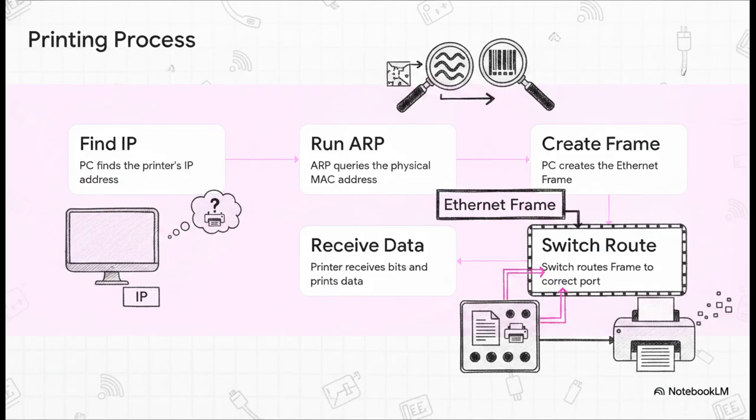So this entire 5-step dance happens in milliseconds every single time you hit print. Your PC checks the IP, ARP translates it to the printer's MAC, the PC packages your document into an Ethernet frame targeted at that exact MAC, the office switch reads the frame and routes it directly to the printer's port, and finally, the printer gets the raw bits and prints your page.